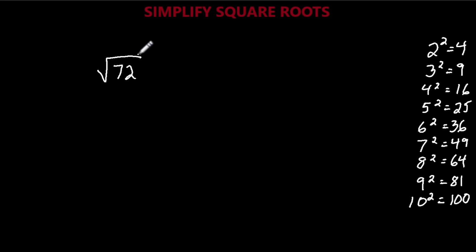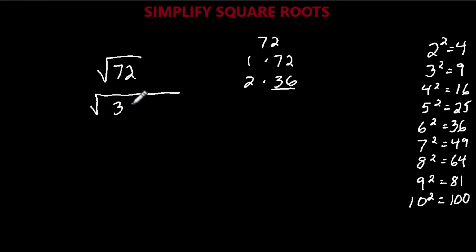With the square root of 72, I'll give you a procedure that'll always work. If I write the factors of 72 over here, obviously we have 1 times 72, and we have 2 times 36. I immediately notice when I'm listing the factors that 36 is a perfect square. So I'm going to rewrite this as the square root of 36 times the square root of 2 underneath. And the square root of 36 is 6, and what's left underneath is the square root of 2.